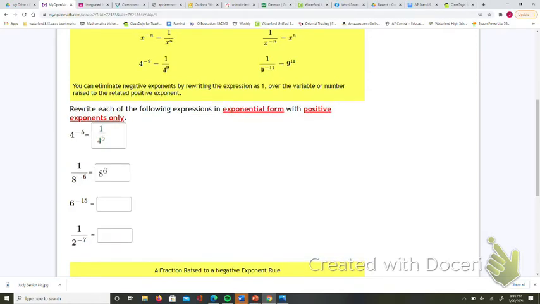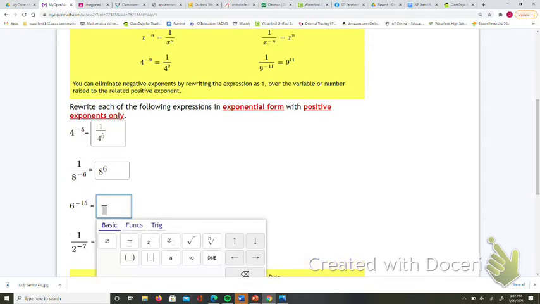Okay, now we have 6 to the negative 15. So we have 6 to the negative 15 over 1, and it becomes 1 over 6 to the 15. So now we're going to go type that in. 1 over 6 to the 15th.